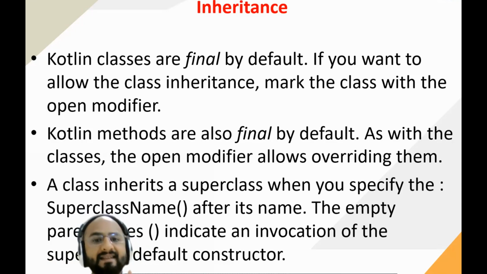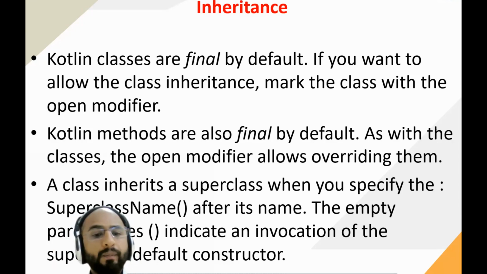If the parent says, "Now my properties are open," only after that can the child access the properties of the parent. If the parent says it is open now, then and only then can the child access the property of the parent. This is the concept of inheritance in Kotlin. It is very important to understand.